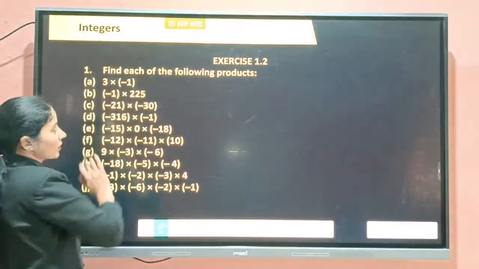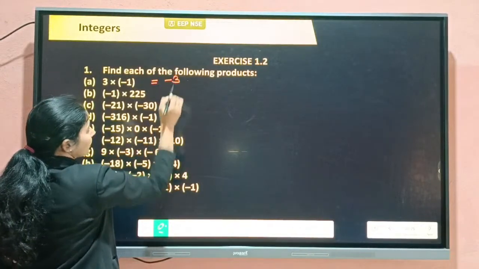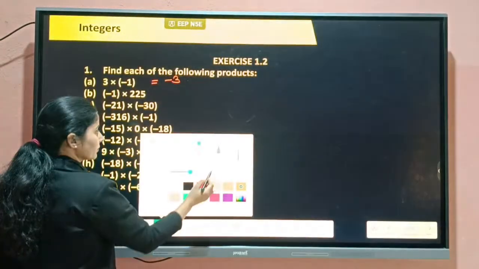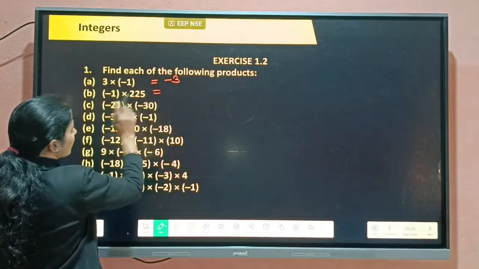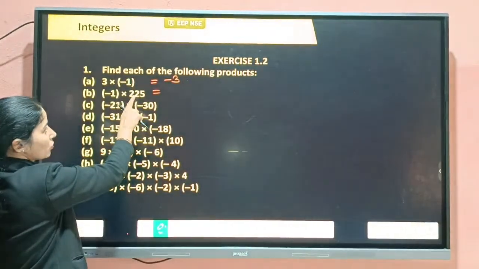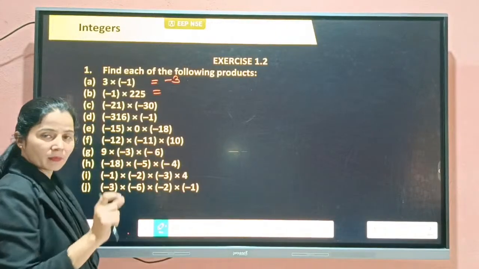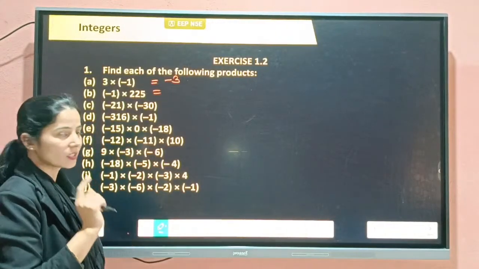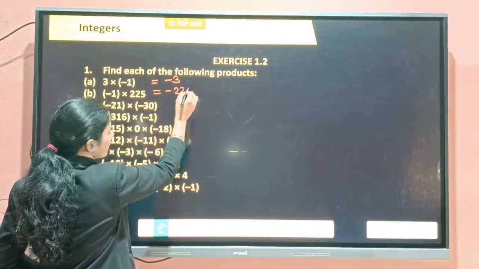3 is multiplied with minus 1. So you will get the answer minus 3. Minus 3 will be your answer. Next, this minus 1 is multiplied with 225. If you multiply any number with 1, then you get the same result as it is. But if minus is there, so you will put minus 225.